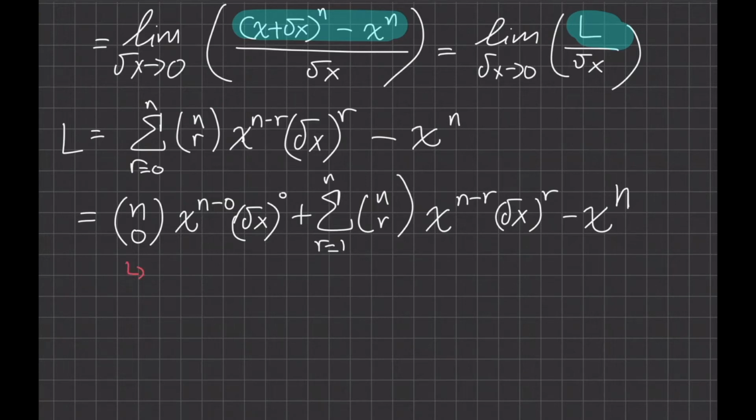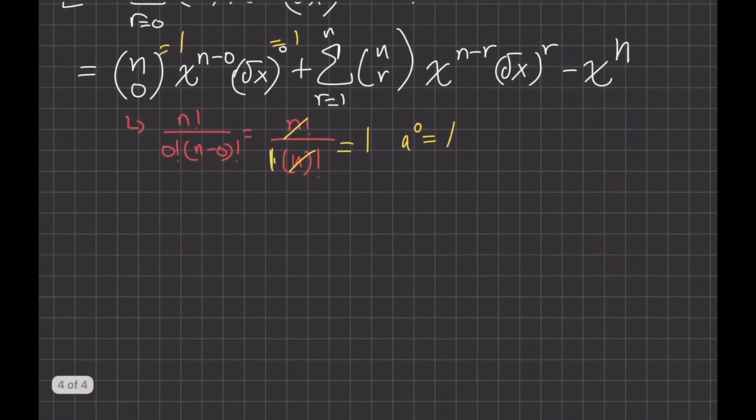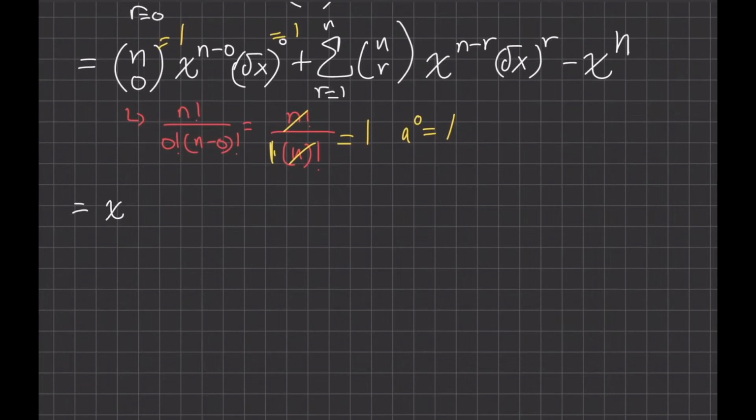Now, from the previous formula, we know that n choose 0 is n factorial over 0 factorial times n minus 0 factorial. 0 factorial is equal to 1, so this is n factorial divided by 1 times n factorial, which can be cancelled out, so you're left with 1. Also, anything to the power 0 must always be 1, so this is also equal to 1. So we're left with a simple statement: x to the power n minus x to the power n, plus the remaining summation.